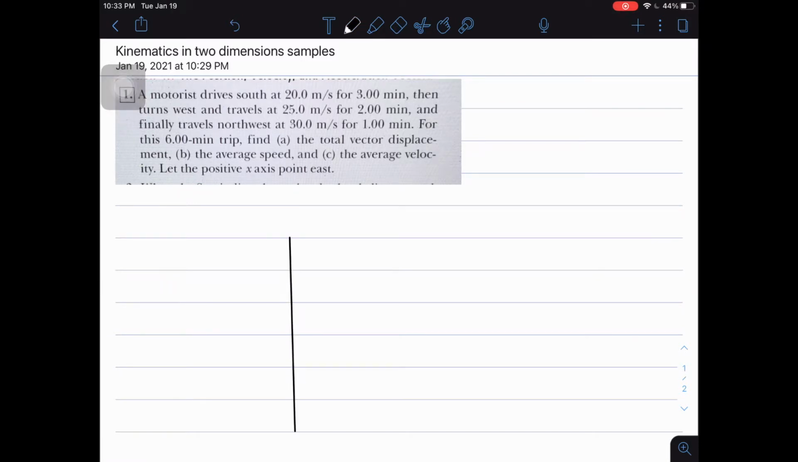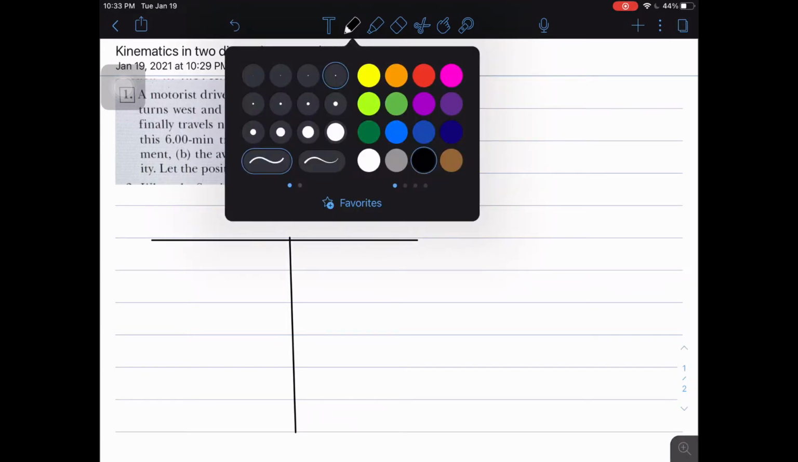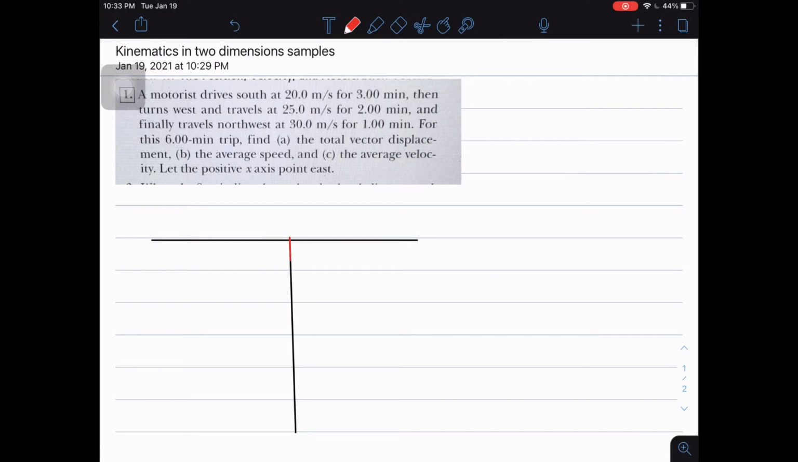Okay, so let's draw the graphical representation. The first displacement, so that's the 20 meters per second multiplied with 3 minutes. So that's 3600 meters.